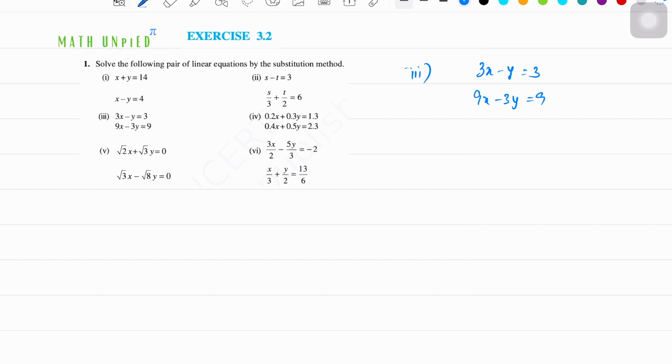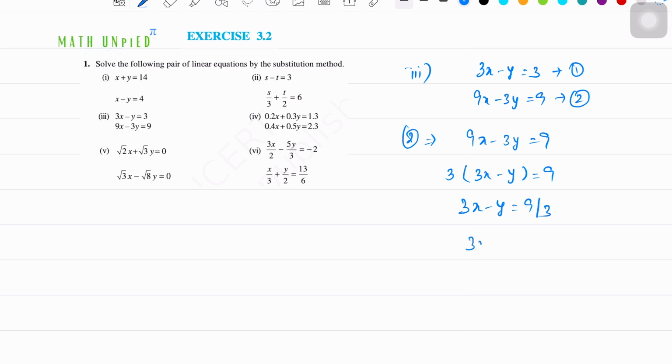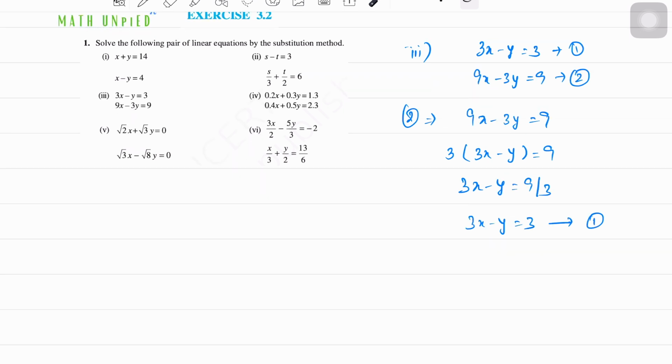Now let us do the third one. 3x minus y equals 3 and 9x minus 3y equals 9. So let this one be equation 1 and this is equation 2. Now let us take equation 2 and simplify this. 9x minus 3y equals 9. We'll take 3 common outside and this will be 3(3x minus y) equals 9, so 3x minus y equals 9 over 3, and 3x minus y equals 3. So this is actually equation 1. So equation 2 and equation 1 are actually the same equations. So therefore we cannot obtain a specific value for x and y because both the equations are same.